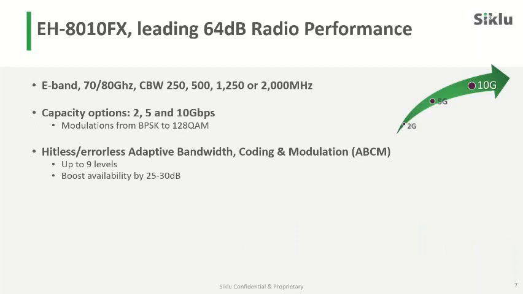In terms of radio, we already spoke about the 64 dB system gain. Obviously, it operates in the 70 and 80 gigahertz bands, with channel bandwidths of 150, 500, 1250, and 2000 megahertz. That may be important when you have a number of links on the same site and you want to basically make these links operate almost in the same directions. In that case, you might have to select different frequencies.